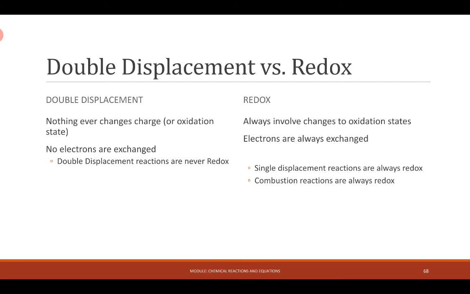Previously, we talked about simple reaction patterns, like double displacement, single displacement, and so forth. In our double displacement patterns, nothing ever changed charge. And in our redox reactions, electrons are always being exchanged, which means that our charges are changing. This means that double displacement reactions are never redox reactions.